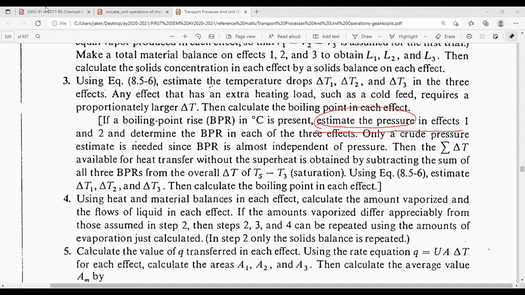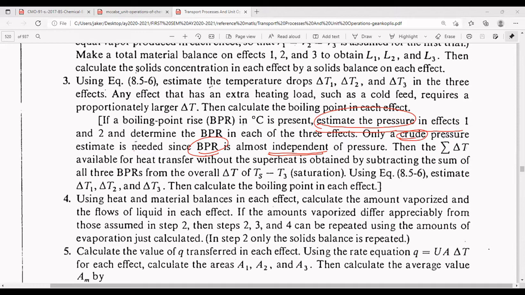Now, I'd like to read further the next statement, which says that only a crude pressure estimate is needed since BPR is almost independent of pressure. So the author is saying that your estimate will be crude because anyway, the BPR is independent of pressure. The purpose of making a crude estimate is that you need the saturation temperature in the Duhring's chart. You need both the solid content and the saturation temperature in the Duhring's chart. Without that saturation temperature, you will be needing the pressure in each effect.